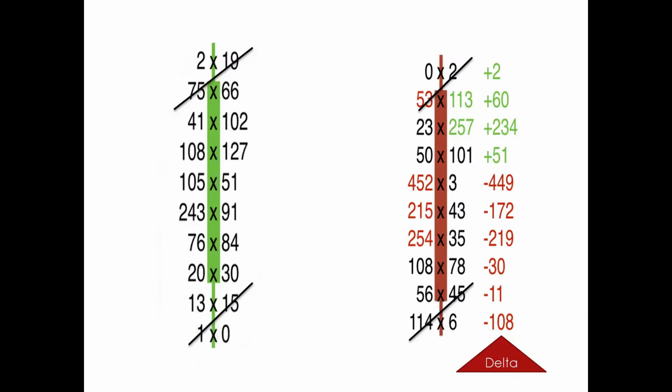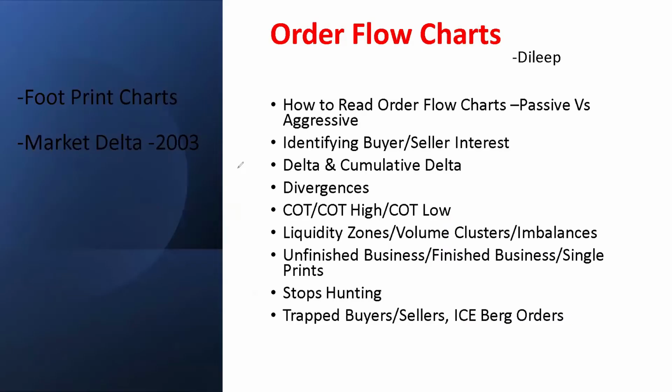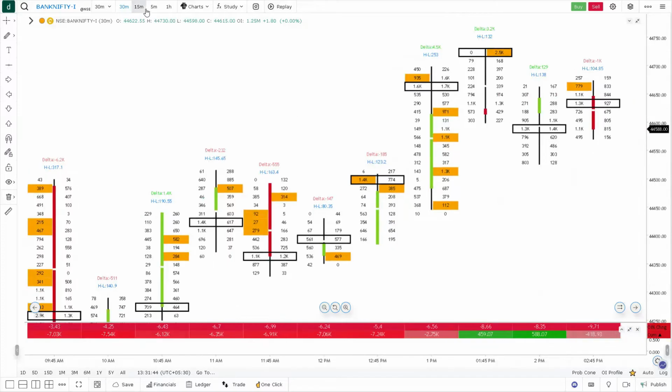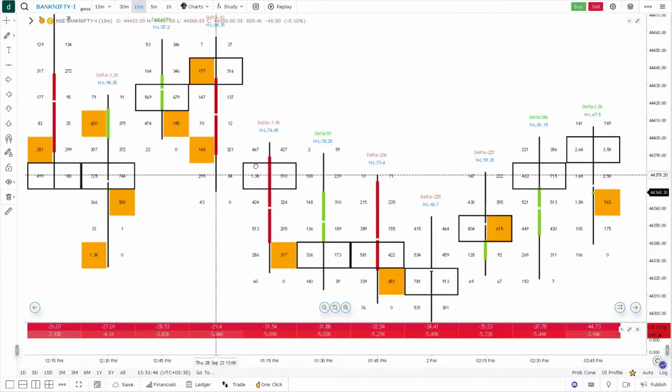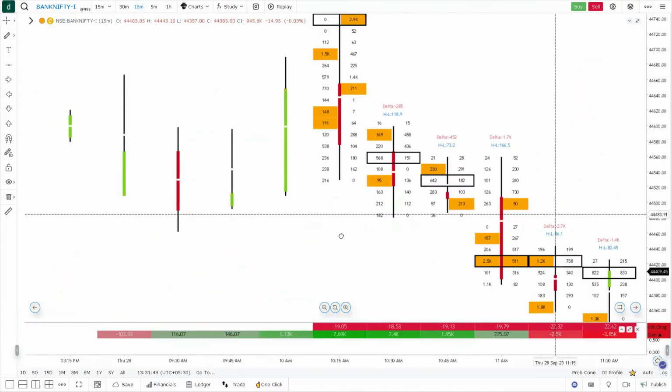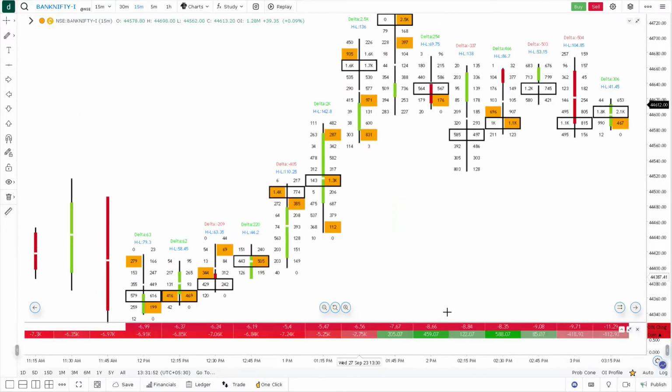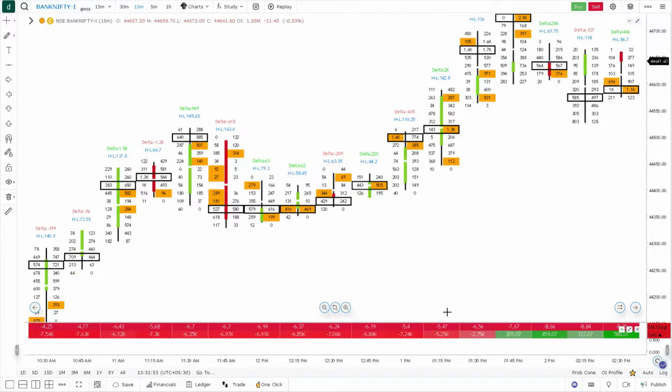So next, going into the next topic, we'll understand how to identify buyer and seller interest, and what is delta and cumulative delta. To understand buyer and seller interest, for the sake of making you understand better, in an uptrend, it's very essential to understand.